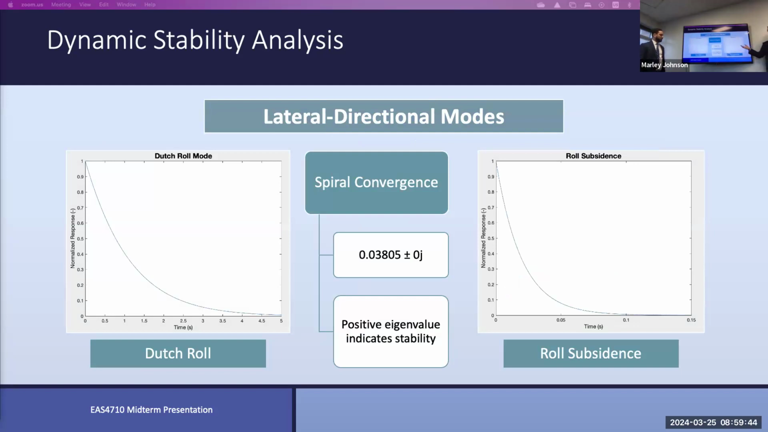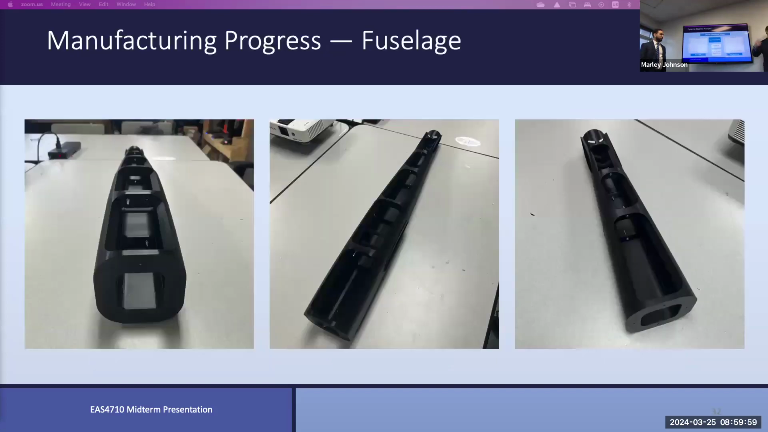And in terms of the spiral convergence, we got a positive eigenvalue, implying that we're on the stable side of that convergence. So there's no risk of any uncontrolled roll that rolls out into a spiral turn, out of control. So in the past couple of weeks, we've started to manufacture some test sections for our fuselage.